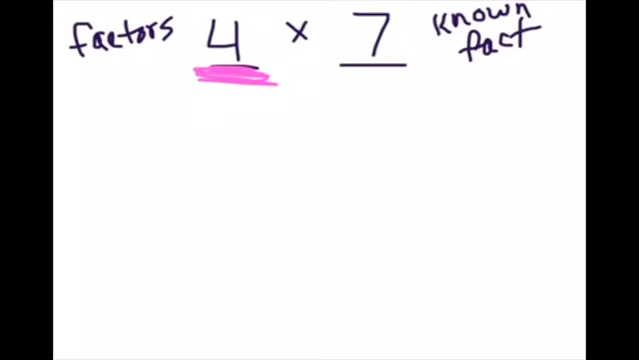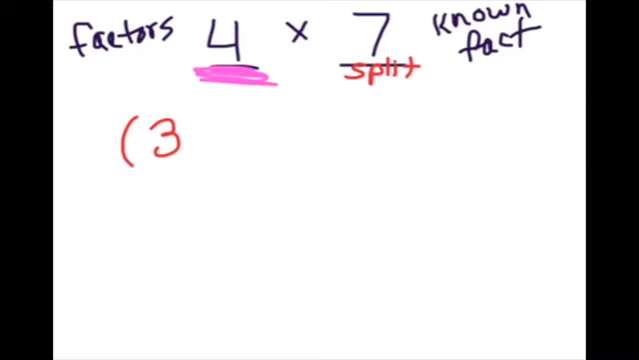So in this case, I'm going to have the 4 stay the same, and I'm going to split the other factor, which is 7. So a times 4 fact that I know: 3 times 4. And again, that 4 is going to stay the same. And you know what?